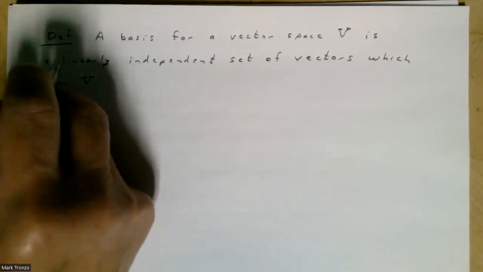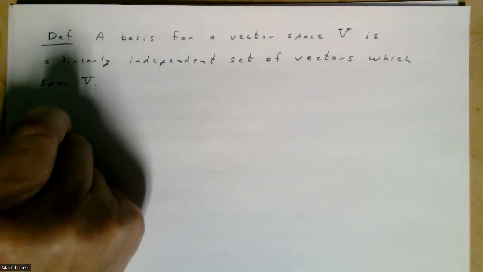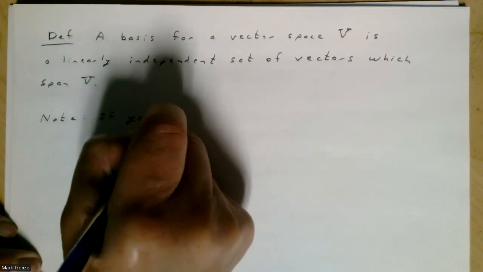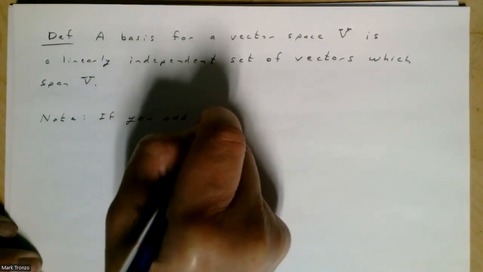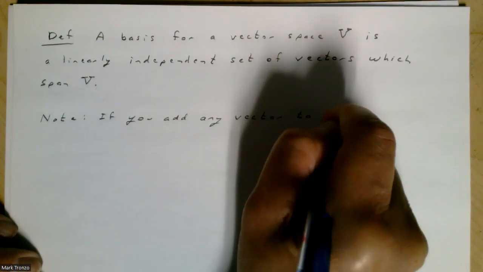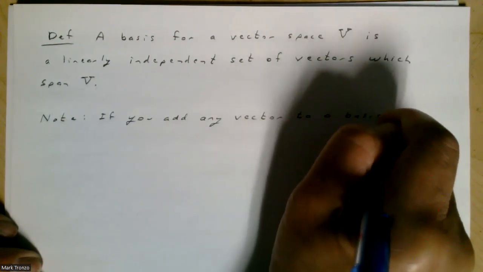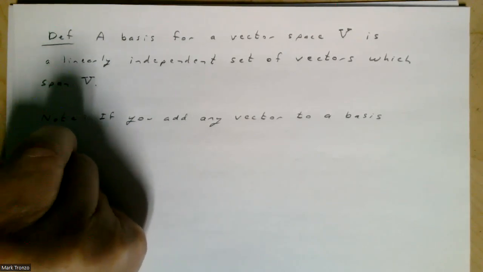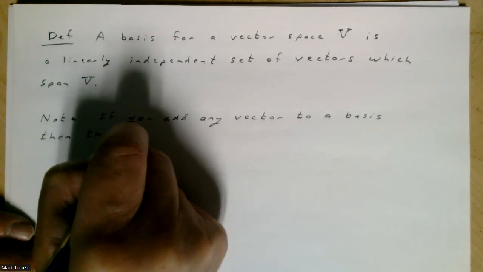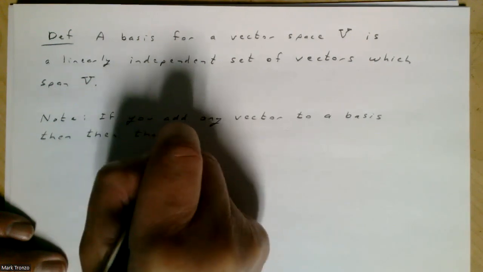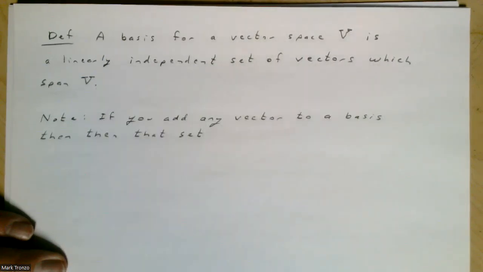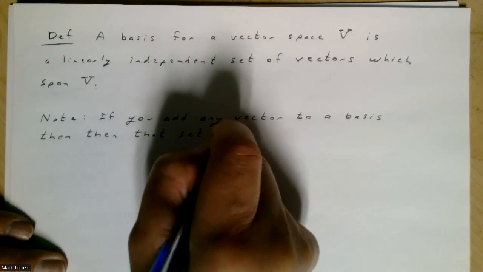So now notice several things. Note, if you add any vector to a basis, then that set, again, that set of basis vectors, which you've now added one to, will be linearly dependent.